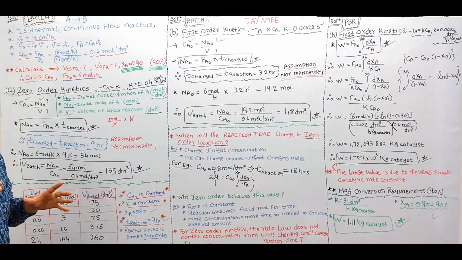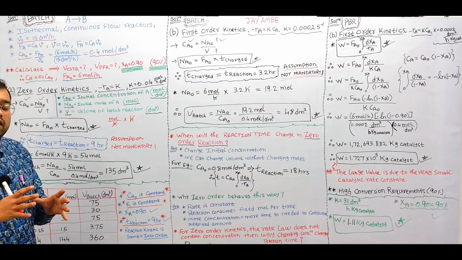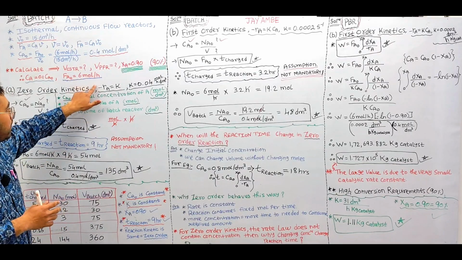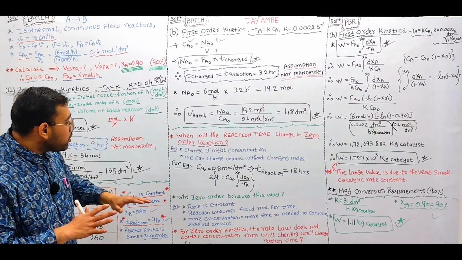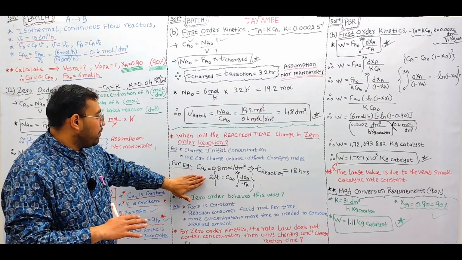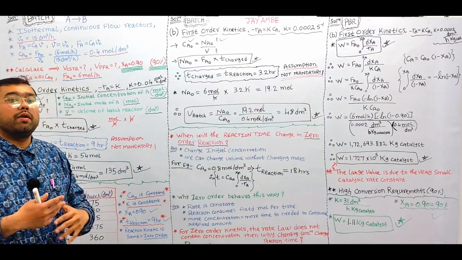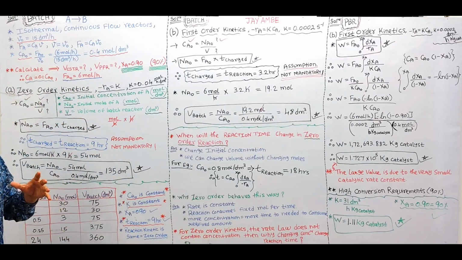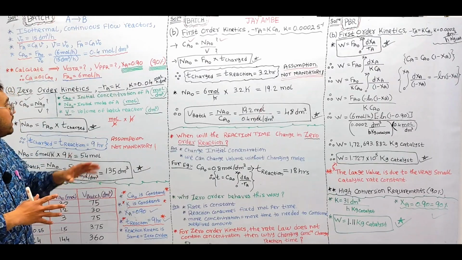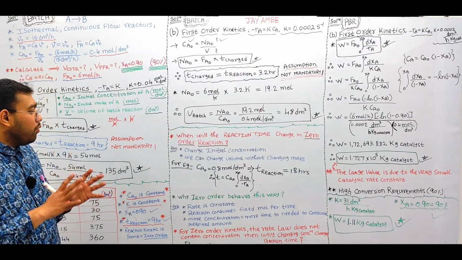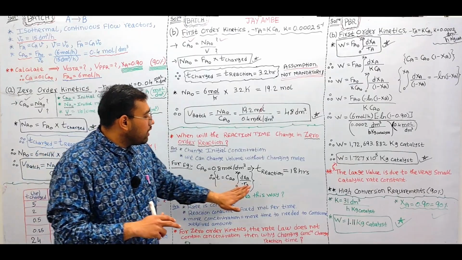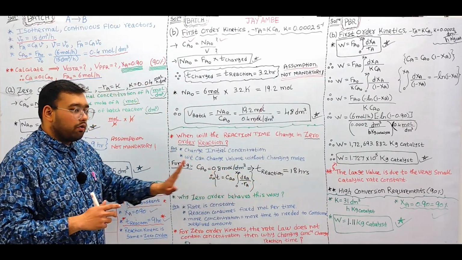The rate law is constant, which means the rate of the reaction is constant. Due to this, we observe this phenomenon: by doubling the initial concentration, the reaction time also doubles. Why? Because the rate of the reaction is constant, the reaction consumes a fixed number of moles per unit time. Due to this, we observe a doubling of the reaction time when we double the initial concentration.